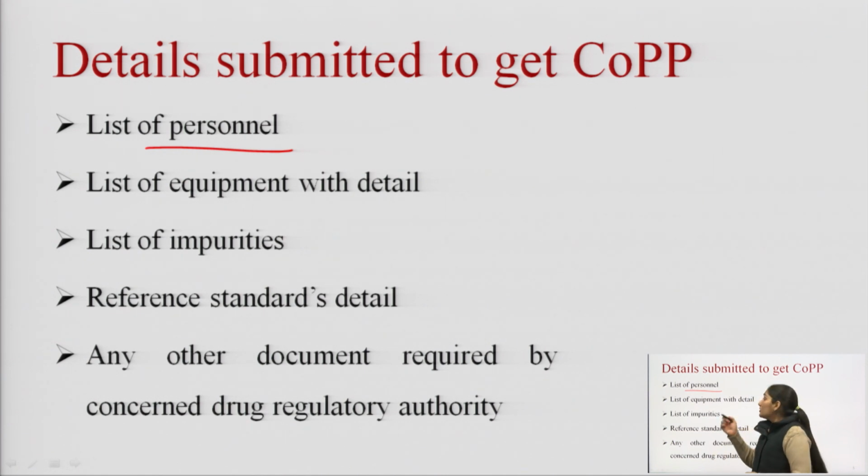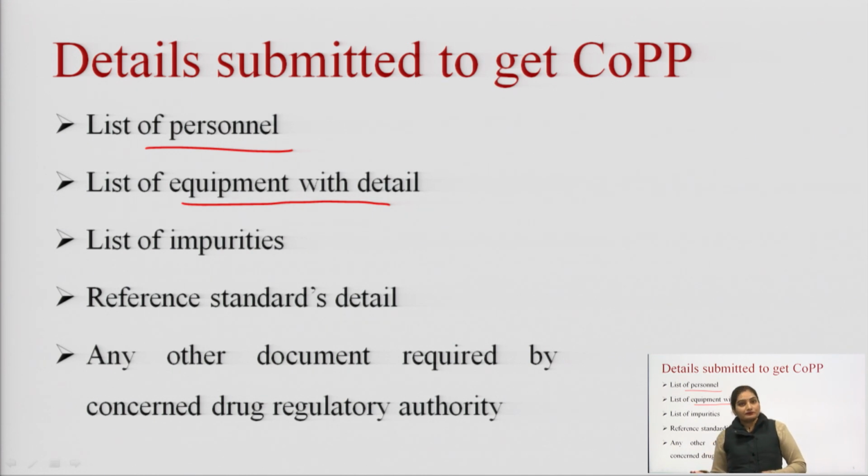So, there should be a list of personnel working in the premises, and their name, designation, qualification and experience should be mentioned in the list. List of equipment with detail means what type of equipments are used in the manufacturing of this pharmaceutical drug product; all the details related to the equipment should be specified. Next, the various types of impurities, the list of those impurities should be incorporated into this application.